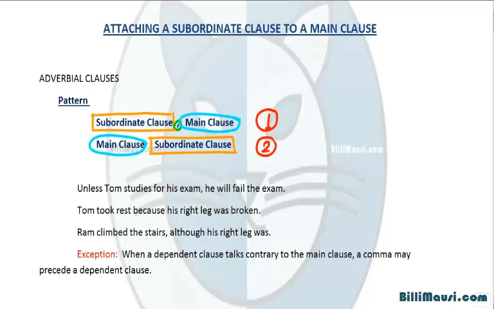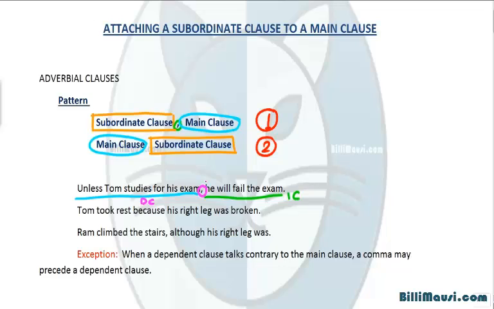For example, unless Tom studies for his exam, he will fail the exam. So here, as you can see, he will fail the exam is the IC, independent clause, and unless Tom studies for his exam is the DC, an adverbial dependent clause, which is separated by a comma.